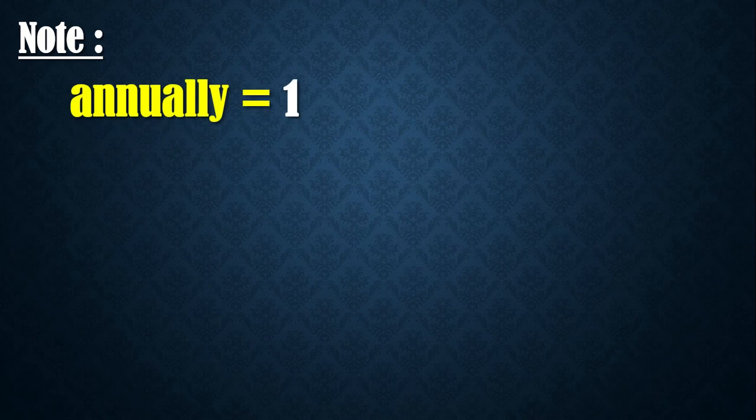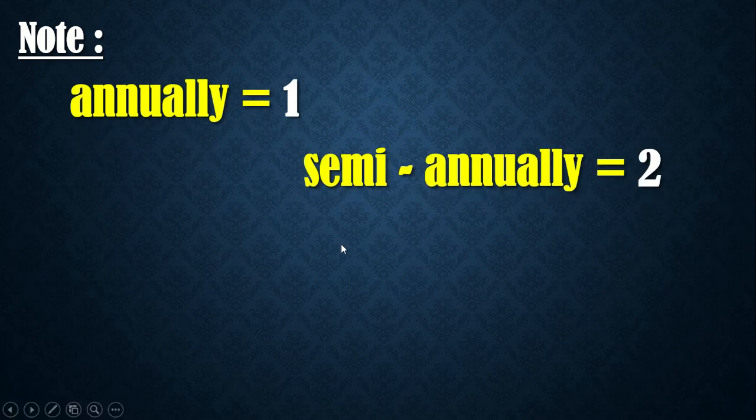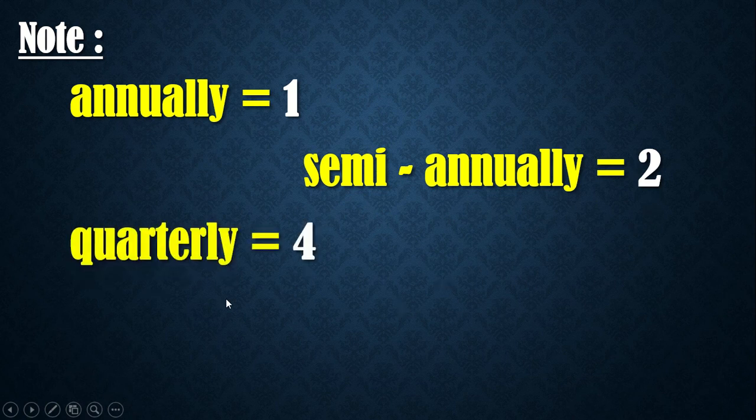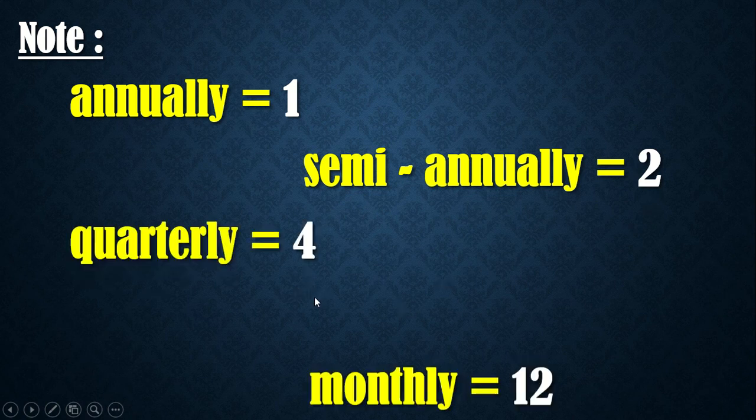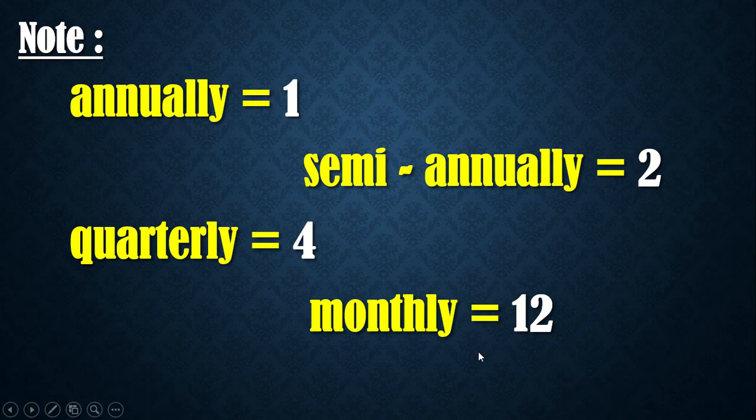Let us remember these words. When we say annually, that is equal to 1. Semi-annually is equal to 2. Quarterly is equal to 4. Monthly is equal to 12. We will encounter these later in our problems regarding our topic.